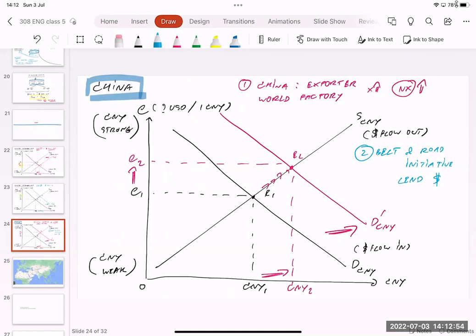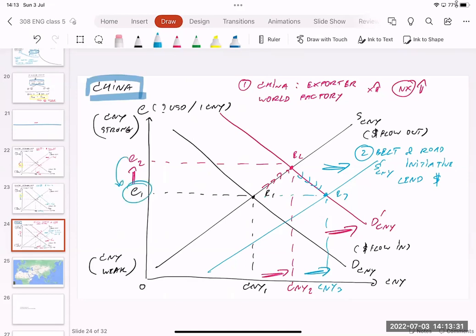If they want to build a road or a railroad, the high-speed train, and they don't have the money, they can borrow the money from China. By doing that, the money is going to flow out from China. When the money flows out from China, the supply of Chinese yuan shifts to the right, and that makes the equilibrium point move again, from E2 to E3. More Chinese yuan in the system, from CNY2 to CNY3.